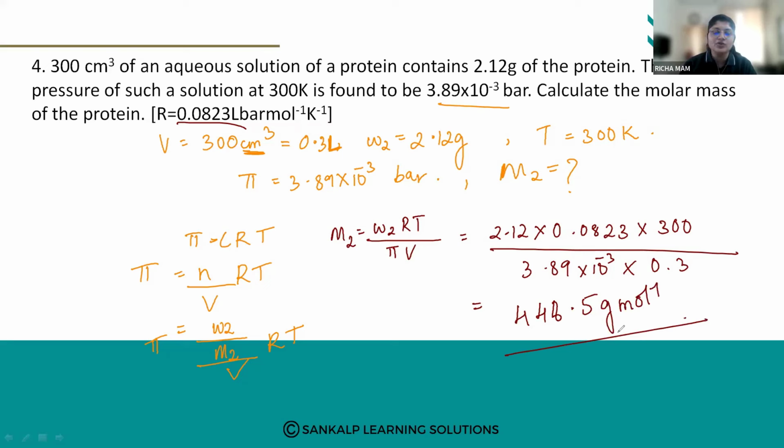Just check. For the correct formula substitution, 1 mark. For the formula, 1 mark, and for the answer with the units, 1. Is it clear? So we have solved a problem on each type, that is relative lowering, then elevation in boiling point, freezing point, and then we have seen osmotic pressure. Okay, fine. So now we'll see some extra questions.